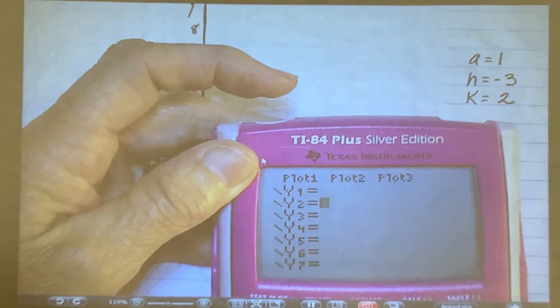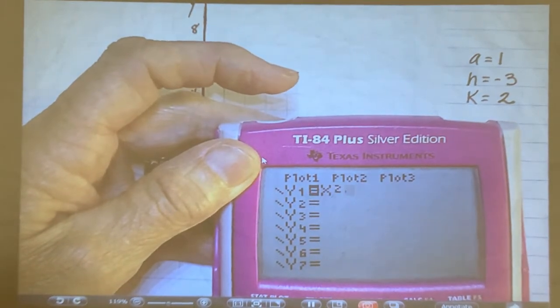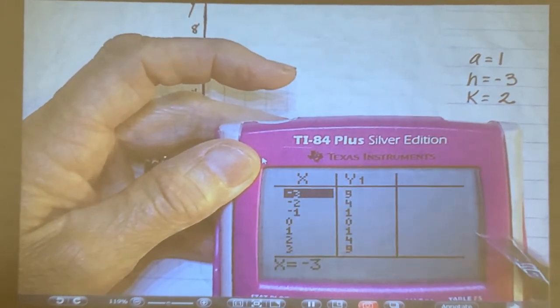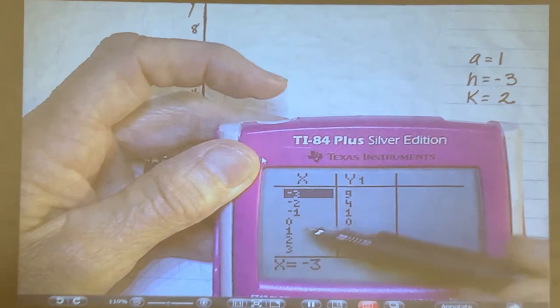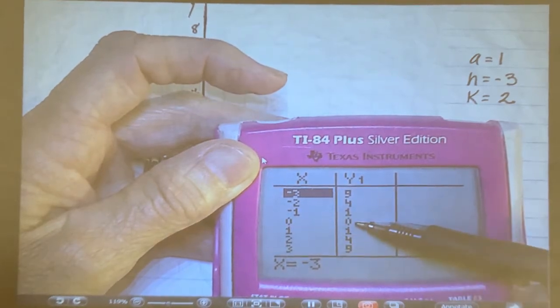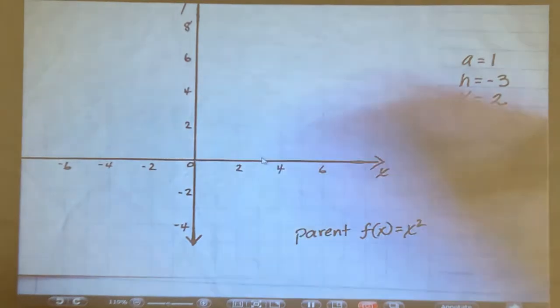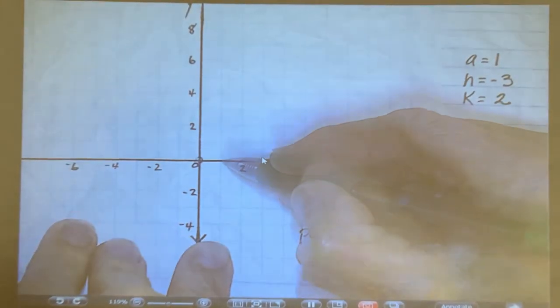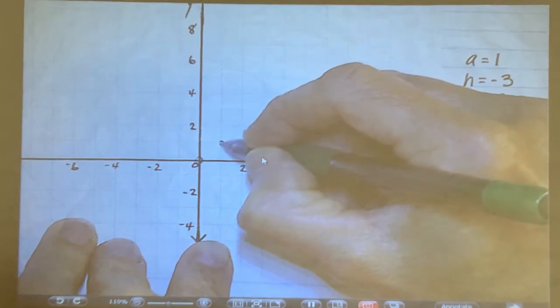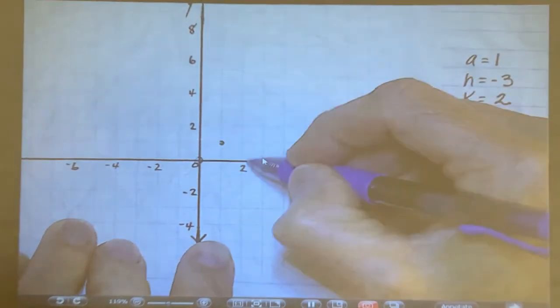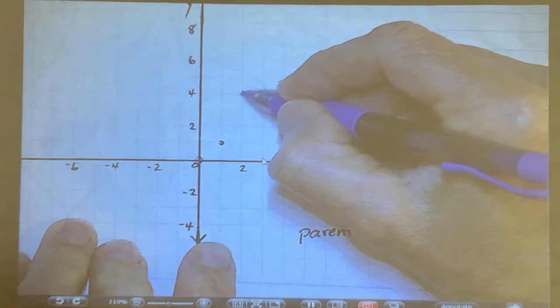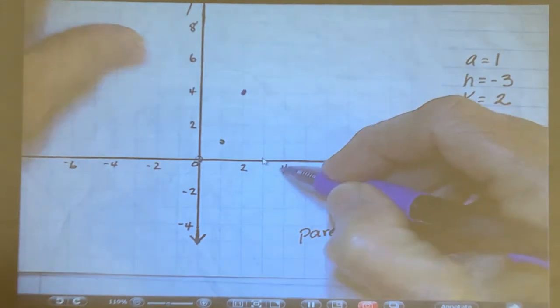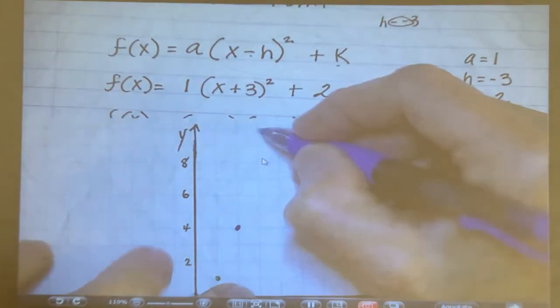If I go look at the table, remember it's just going to go through the origin. Whatever x is, you square it to get the corresponding y. So 0, 0 is a place it goes through. If x is 1, 1 squared is 1, so rise up 1. 2 squared is 4. 3 squared is 9.